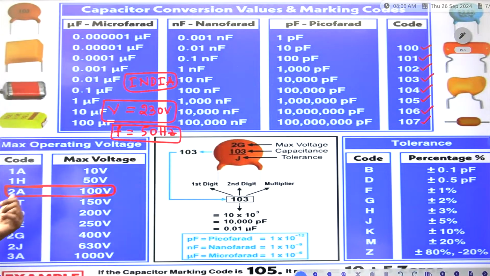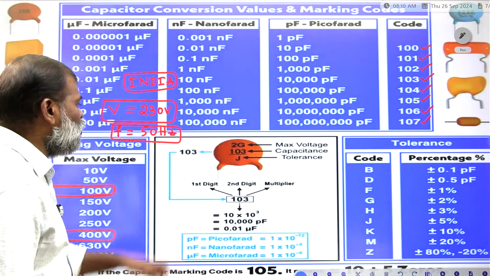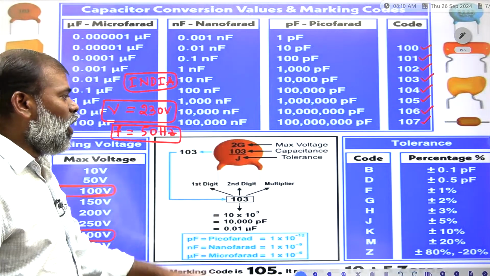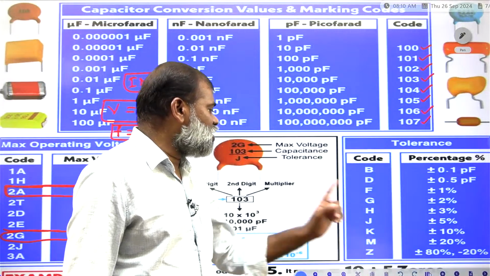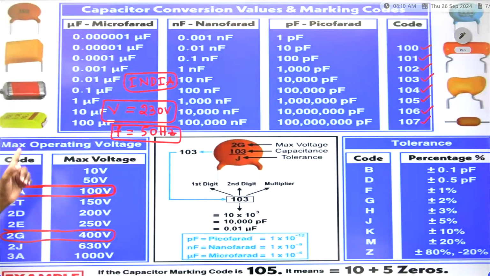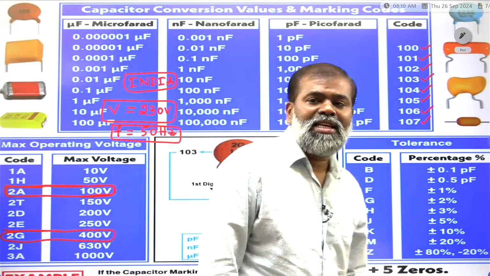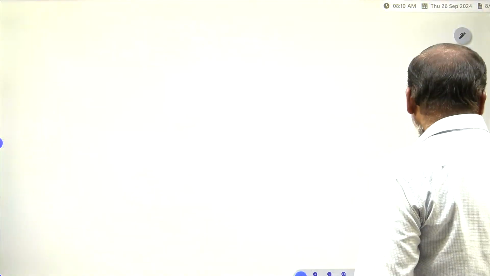If it is 2G, you have to see what the maximum operating voltage is. 400 volts. If it is 2G, this maximum voltage is equal to 400 volts. Like that you have to see. I already gave the tolerance colors. These are the tolerance charts. This one is the maximum operating voltage chart. If it is 2A, 100 volts. If it is 2G, 400 volts. Like this you have to calculate in the capacitor color code system. Clear? So very, very important.